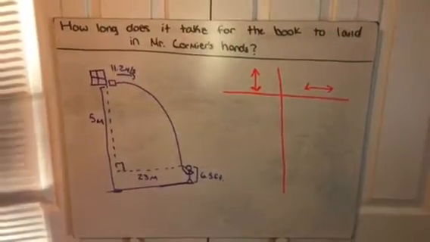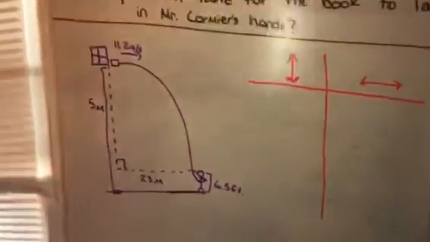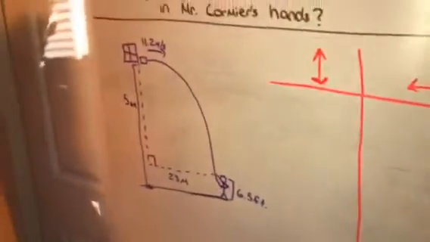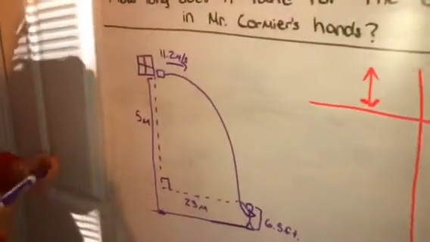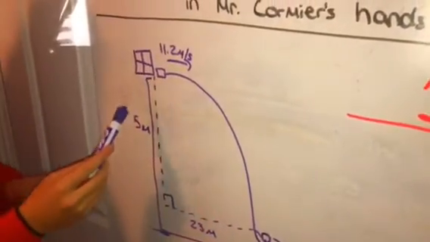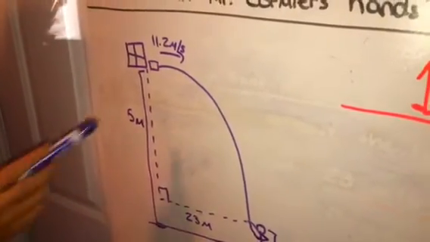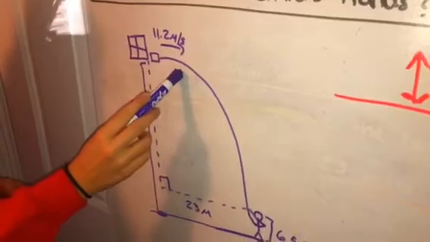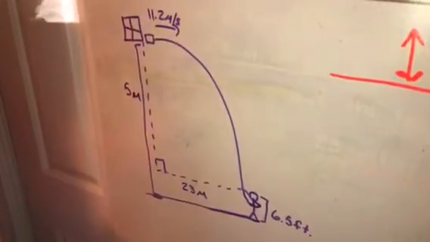The first question is, how long does it take for the book to land in Mr. Cormier's hands? So the first thing we have to do is draw a diagram. We know the textbook is being thrown out of my bedroom window, so draw a window and the textbook being thrown out. We know that it's being thrown out at a horizontal velocity of 11.2 meters per second, so we draw a line going horizontally all the way to where Mr. Cormier catches it in his hands.